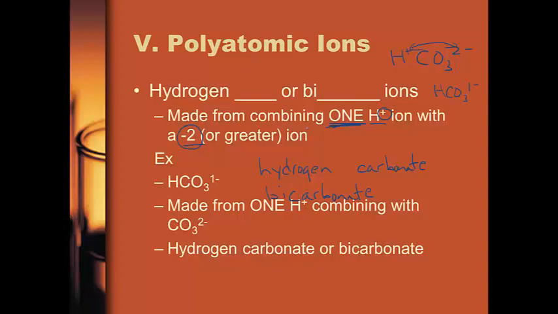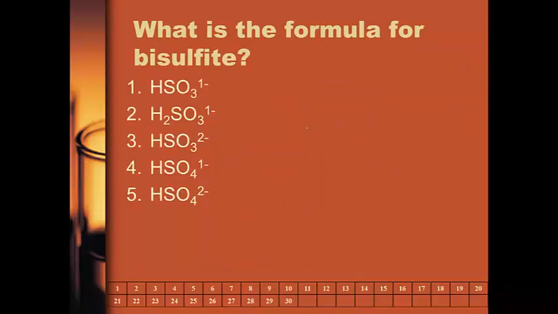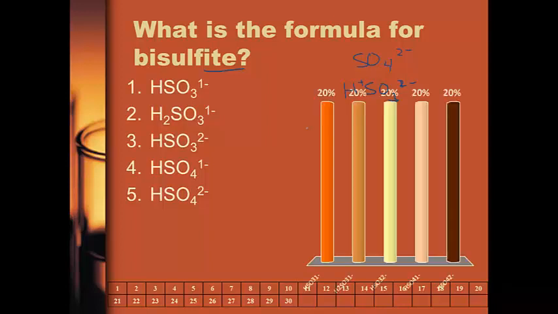Okay, so which one of these is the formula for bisulfite? Okay, again, stop, make your guess, come back. Okay, bisulfite, you need to know what sulfite is. Sulfate is SO4 2 minus, so sulfite must be one less O, SO3, same charge, 2 minus. Now, you put the H in front, but it's an H plus, so the charge will decrease from -2 down to -1. Okay, and it's going to be this one right here, HSO3 1 minus.